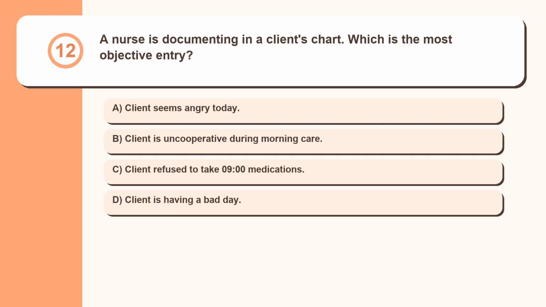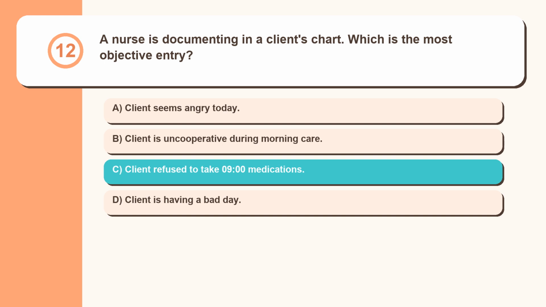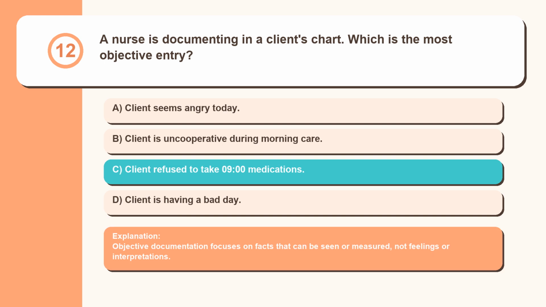Question 12. A nurse is documenting in a client's chart. Which is the most objective entry? Client seems angry today. Client is uncooperative during morning care. Client refused to take 9 o'clock medications. Client is having a bad day. Objective documentation focuses on facts that can be seen or measured, not feelings or interpretations.